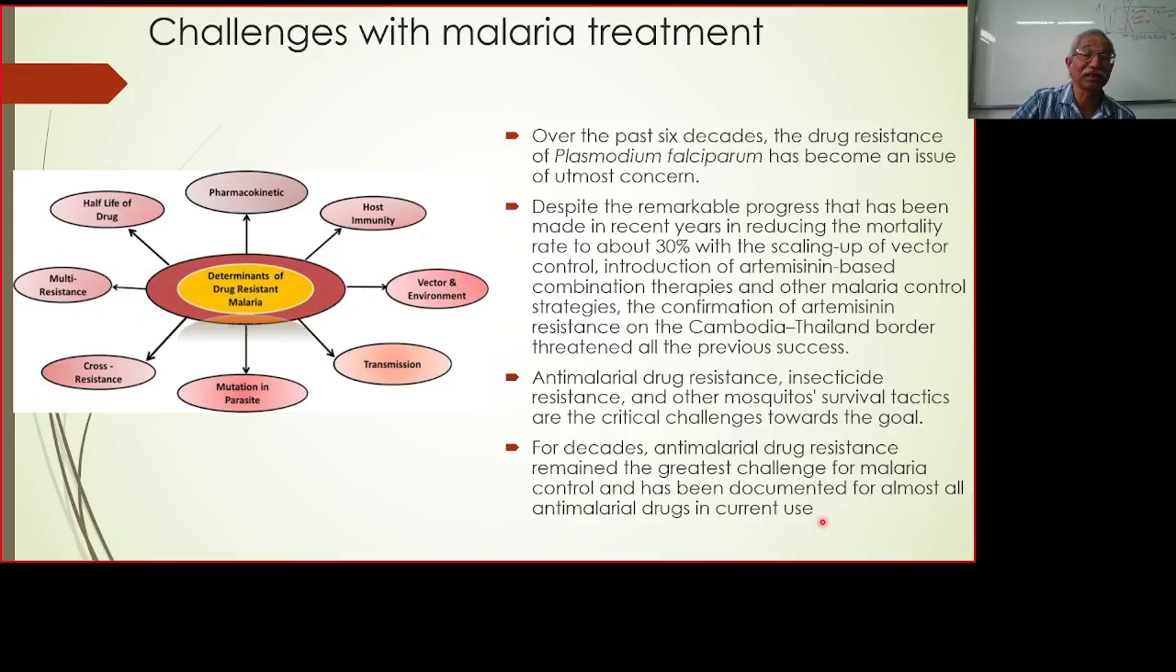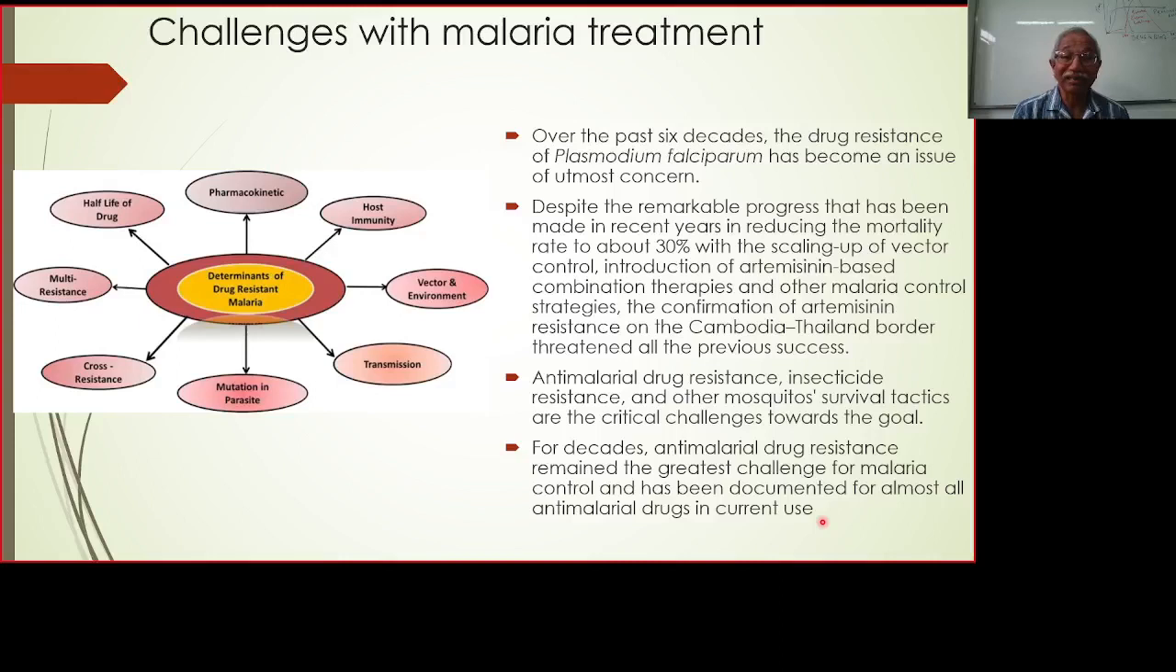The challenge with malaria is that over the past 6 decades, the drug resistance of Plasmodium falciparum has become an issue of utmost concern. You put in a new drug, 5 years, resistant. Another new drug, 5 years, resistant. So this is a major challenge for drug discovery. Despite the remarkable progress made in recent years, reducing the mortality rate by about 30%, the scaling up of vector control and the introduction of artemisinin-based combination therapies and other malaria control strategies are very useful. They reduce the death rate by almost 30%. But still, a large number of people are dying.